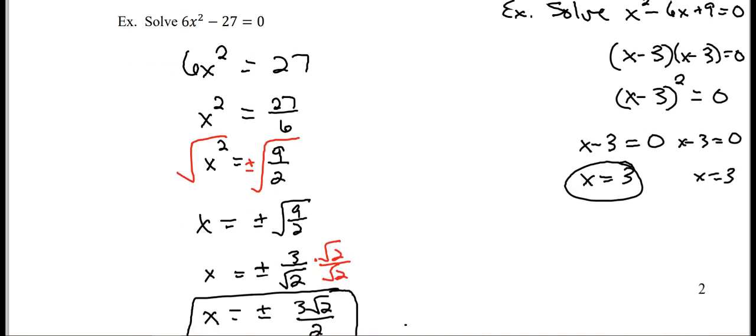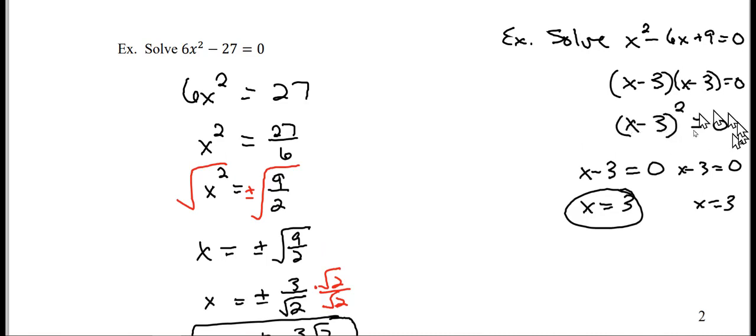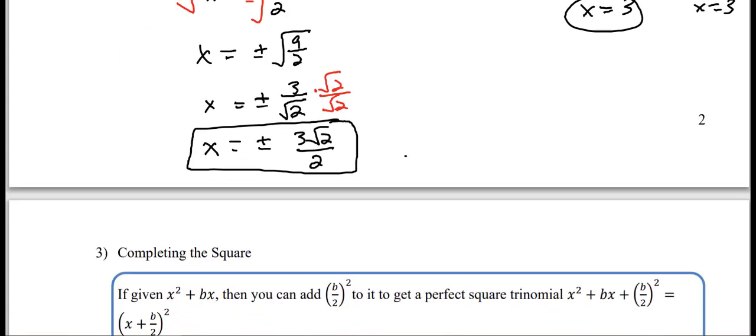Okay, so that's how you might get something like that. Notice here, if we square rooted both sides of this instead of doing the factors, we would have plus or minus the square root of 0, which is just 0. There is no plus or minus 0. So that's why we only get one solution there.